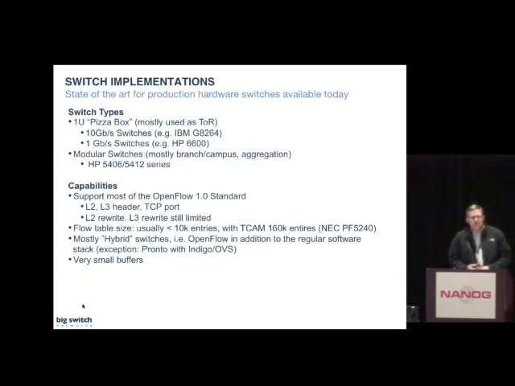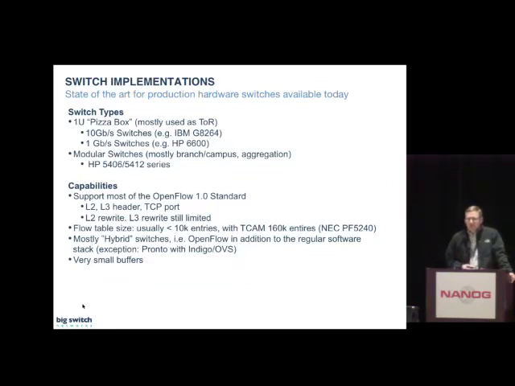To give you a brief overview of what OpenFlow switches can do today, the most common OpenFlow switch we have is sort of a pizza box top of rack type design. It comes in 10 gig or 1 gig flavors, so high density 10 gig, 48 ports or 64 ports, many ports of 1 gig. There's also a modular, a small chassis switch available from HP, the 5406.